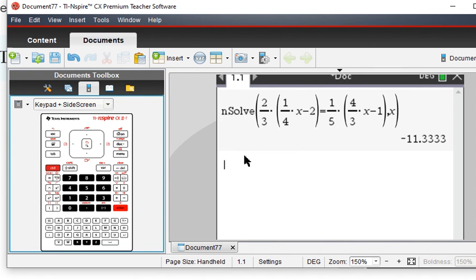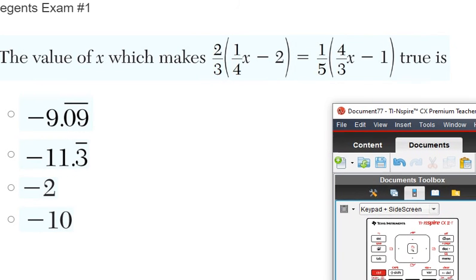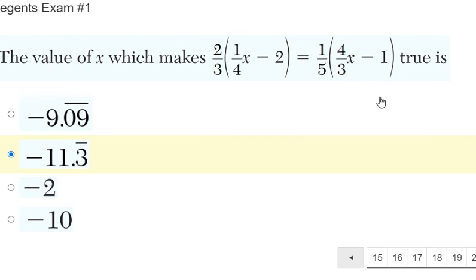Negative 11.3333, or negative 11.3 repeating, which happens to be this answer right here. So sometimes working smarter, not harder, we still have to be meticulous and pay attention to detail, but it does make a problem that could be a monster to do algebraically not so bad in the calculator. And that's question number 22.